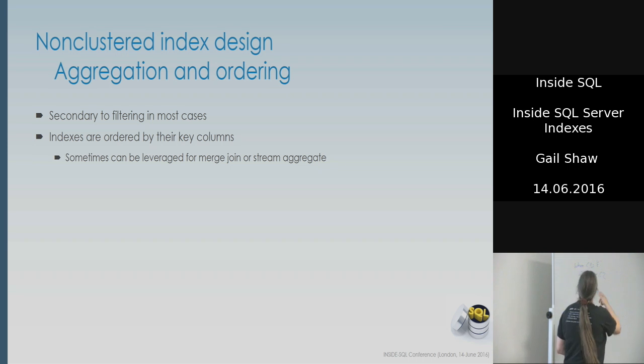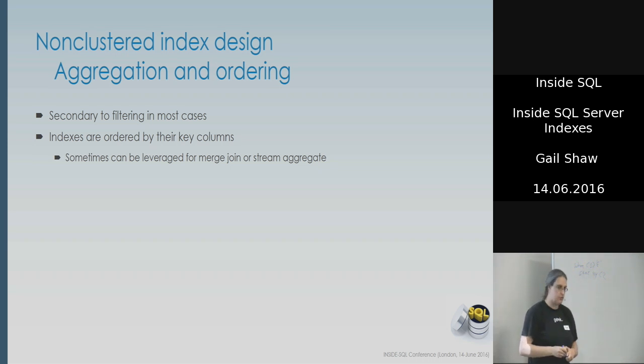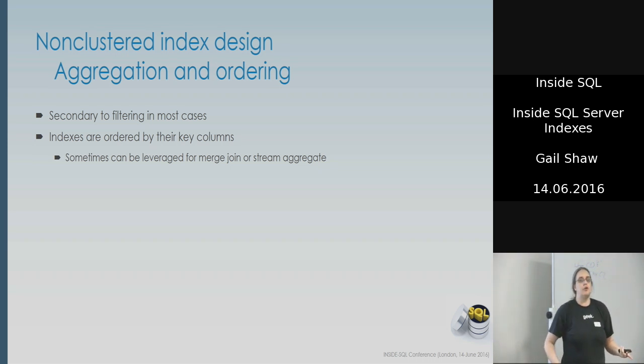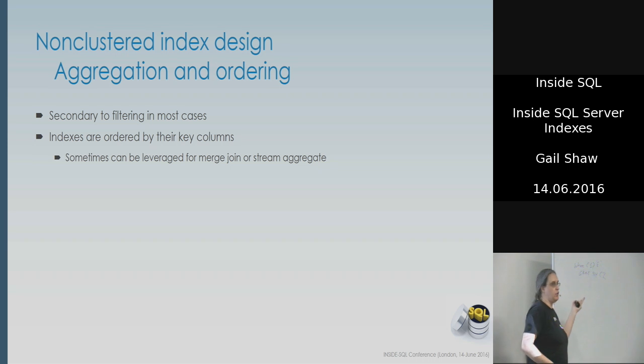Just bear in mind, this does not work as soon as you've got an inequality. Because as soon as you've got an inequality, the data coming out of that inequality predicate is no longer ordered by this. It's ordered by C1 because we've got multiple values of C1. Don't go creating indexes to support order bys at the expense of your where clause predicates in most cases. You will find edge cases.